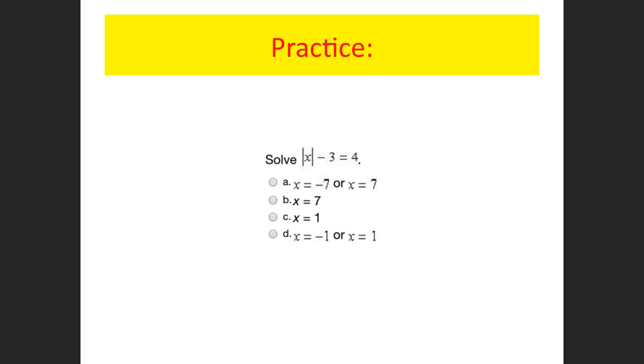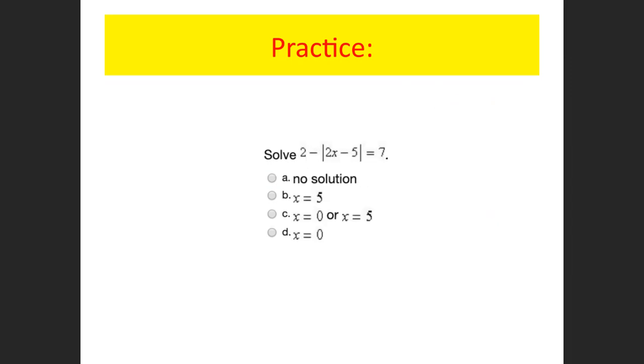Let's try a practice problem. This is a practice problem from this week. So I've got the absolute value of x minus 3 is equal to 4. First thing I'm going to do is add 3 to both sides. So I've got the absolute value of x, I'm going to add 3, so equals 7. And then if I rewrite it, I end up with x equals 7, or x equals negative 7. So I'm going to go with letter A here for my answer.